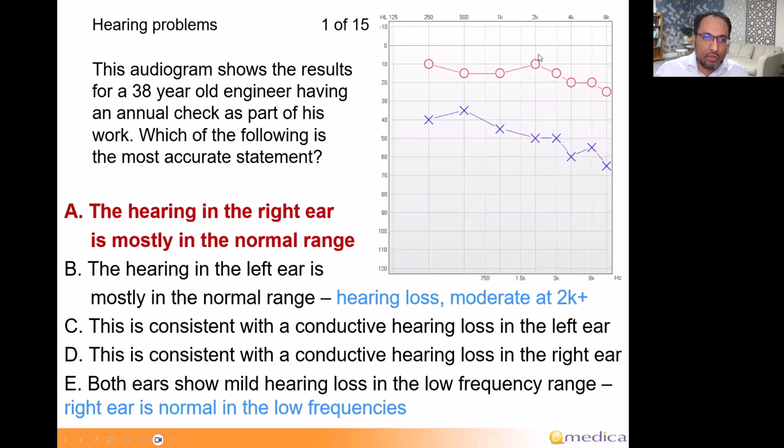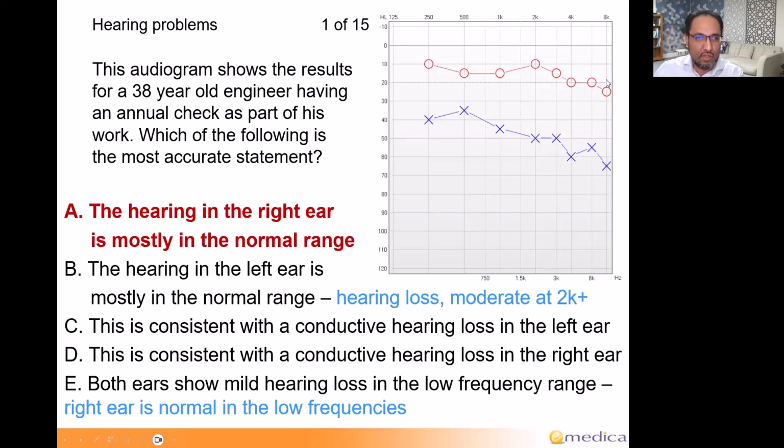The right ear is always in red in a color audiogram. Sometimes you have it in black and white, in which case it would always be labeled because you couldn't tell otherwise. But in a color one, the right ear is always in red. Easy to remember: red, right. So this is the right ear.